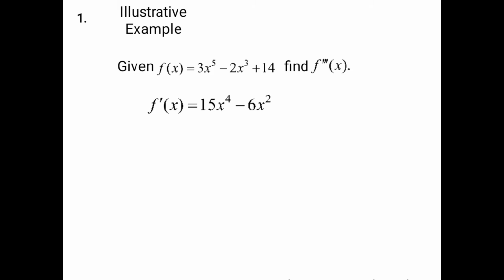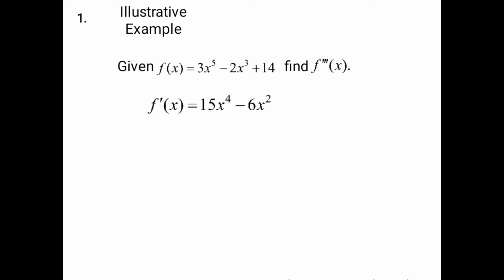And for our second term, 2x cubed, we need to multiply the exponent 3 by 2. Then we have 6, and the exponent 3 minus 1 is 2. That's why we have 6x squared. And since the third term is a constant, according to the constant rule, the derivative will always be equal to 0. That's why we only have two terms here: 15x to the fourth power minus 6x squared. This will be our first derivative.